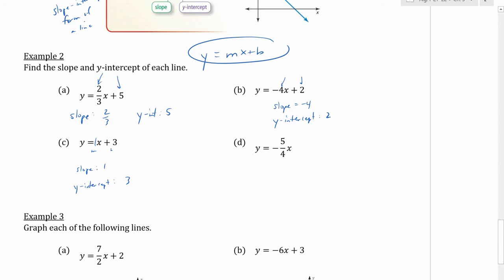All right. Then back over here. Oh, on the one I just did. Remember, if there's not a number out in front of the x, it's 1. And then if there's not a number added, you can always add 0. So this one, slope is negative 5/4. The y-intercept is 0.